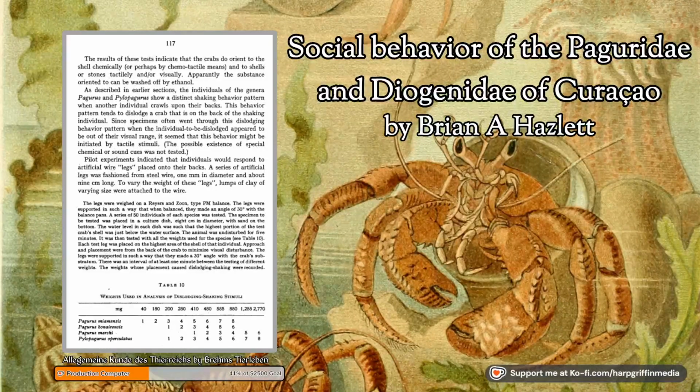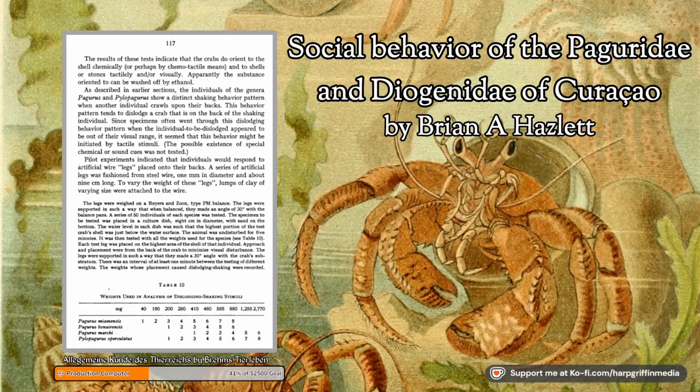Pilot experiments indicated that individuals would respond to artificial wire legs placed onto their backs. A series of artificial legs was fashioned from steel wire, 1 millimeter in diameter and about 9 centimeters long. To vary the weight of these legs, lumps of clay of varying size were attached to the wire. The legs were weighed on a Ryers and Zune type PM balance. The legs were supported in such a way that when balanced, they made an angle of 30 degrees with the balance pans.